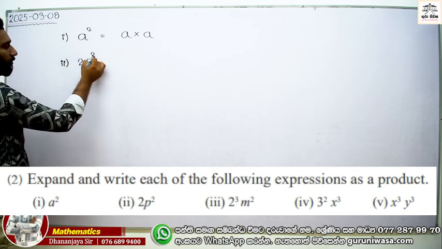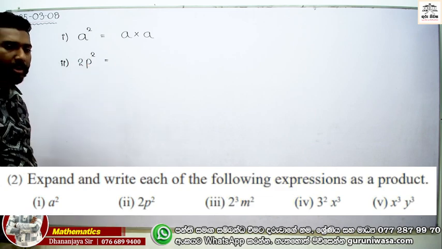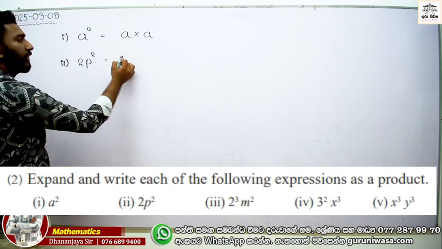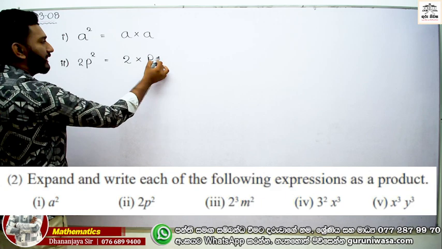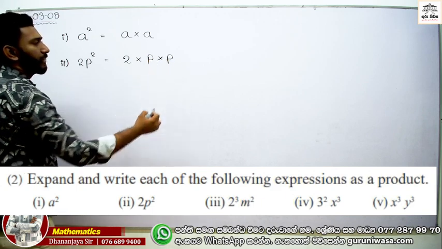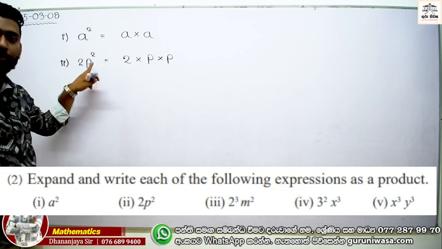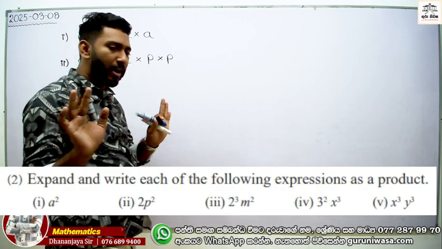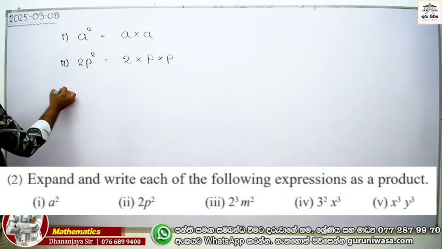Number 2. 2p squared. We call it 2p to the power of 2. Now, tell me what is the meaning of that? 2 multiplied by p again multiplied by p. There are two p's here because p to the power of 2 is here. Now, everyone, understood this one? This was very easy.